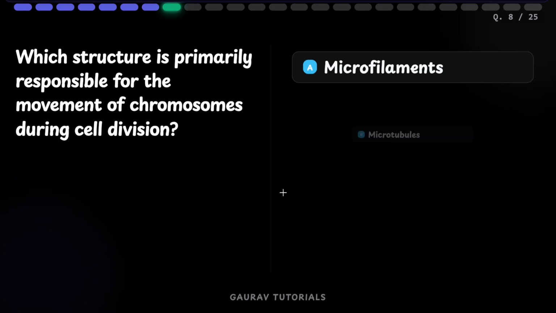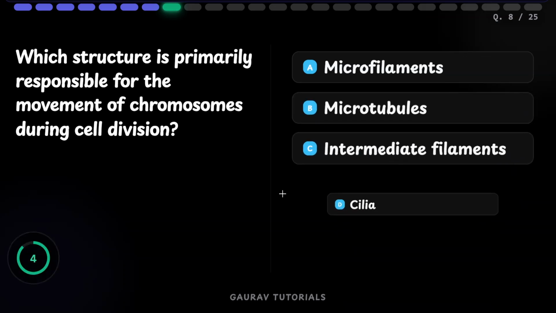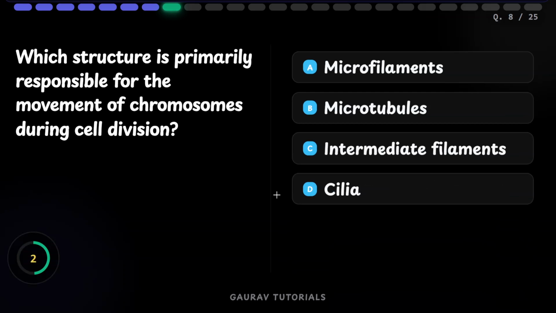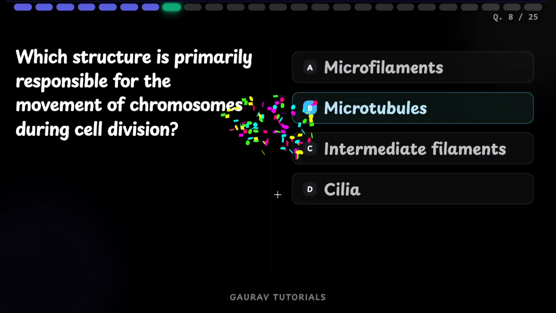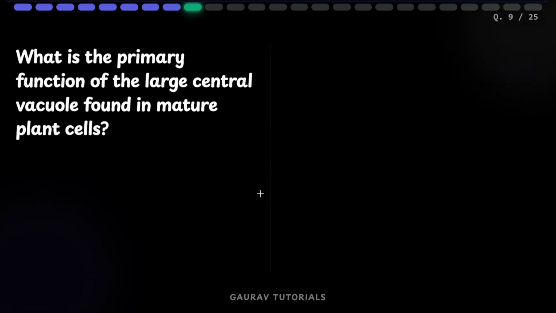Options are A. Microfilament, B. Microtubule, C. Intermediate filaments, and D. Cilia. The correct answer is B. Microtubules. Question number 9. What is the primary function of the large central vacuole found in the mature plant cell?